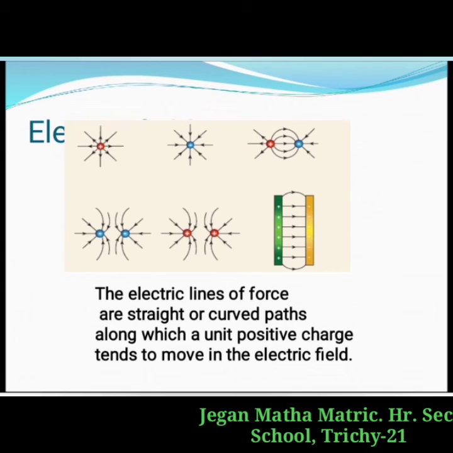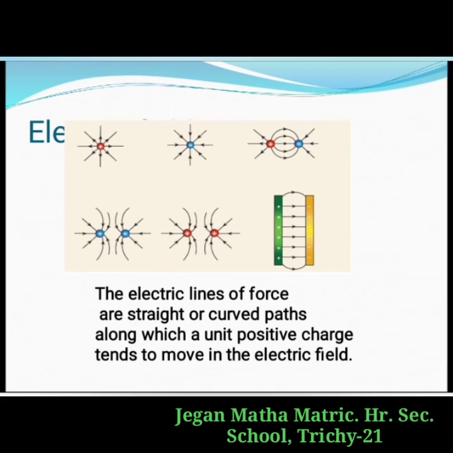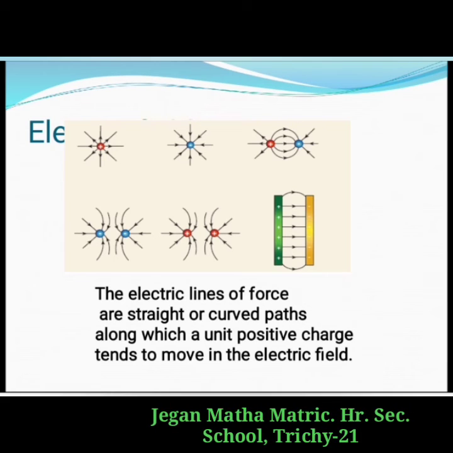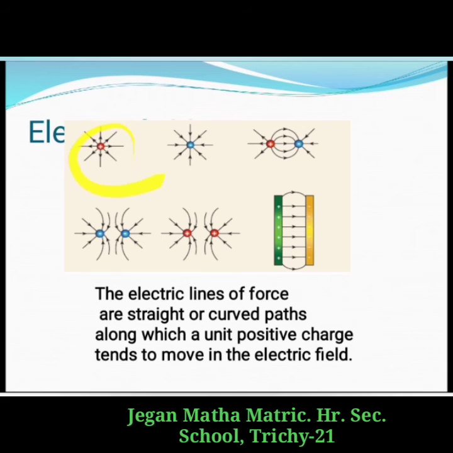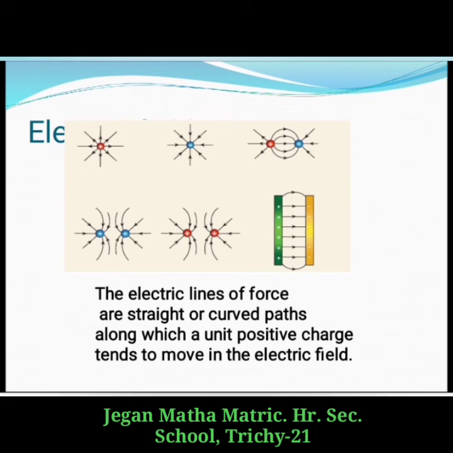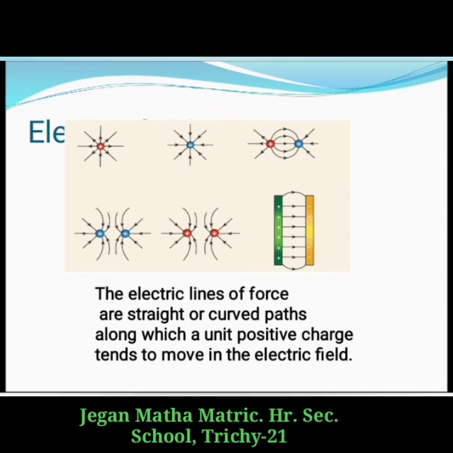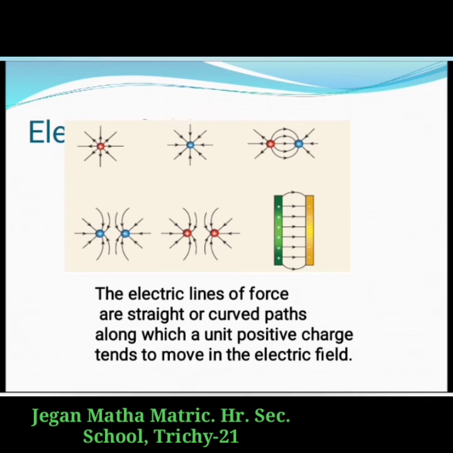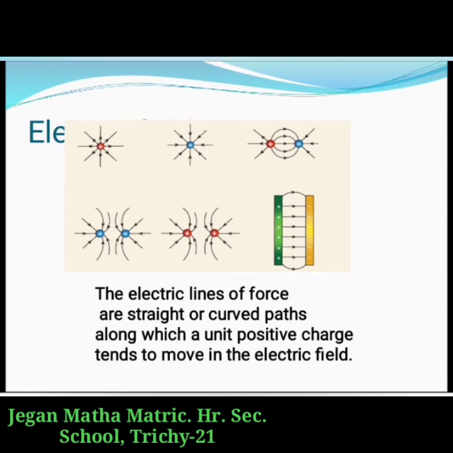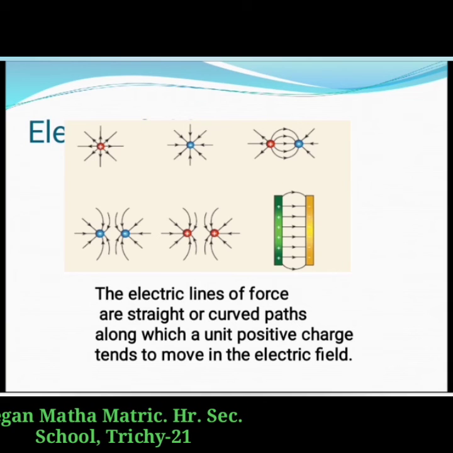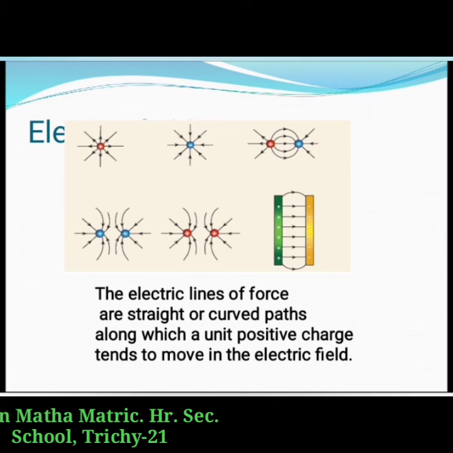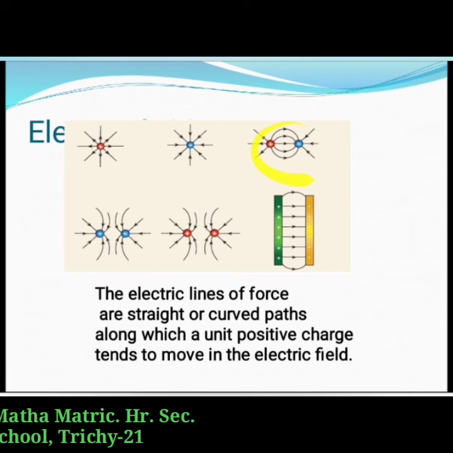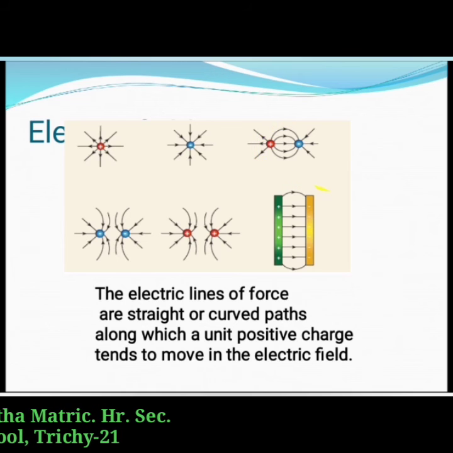Electric field at a point is a measure of the force acting on a unit positive charge placed at that point. A positive charge will experience force in the direction of the electric field and a negative charge will experience force in the opposite direction of the electric field. See the picture. A positive charge will experience force in the direction of the electric field and the negative charge will experience it in the opposite direction.